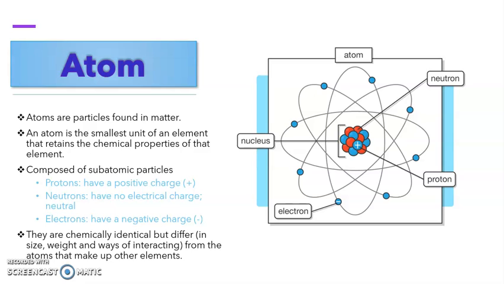These subatomic particles can be found in the nucleus or the center of an atom. Electrons have a negative charge and are found in the outer shells of an atom, surrounding the nucleus. Atoms are chemically identical, but differ in size, weight, and ways of interacting from atoms that make up other elements. For example, atoms that make up the element carbon differ from the element iron in having a different atomic weight, number of protons, neutrons, and electrons.